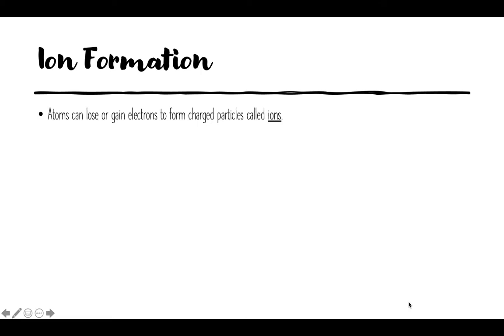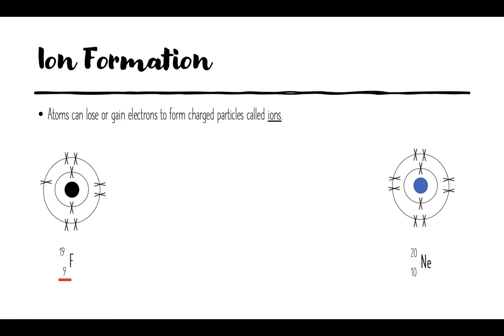Alright, let's have a look at fluorine. So, fluorine has an atomic number of 9, which means inside this nucleus it has 9 protons, and outside in the energy levels it has 9 electrons. 7 of those electrons are on the outer shell. Now ideally, fluorine would like to have 8 electrons in that outside shell, quite like its nearest noble gas, neon.